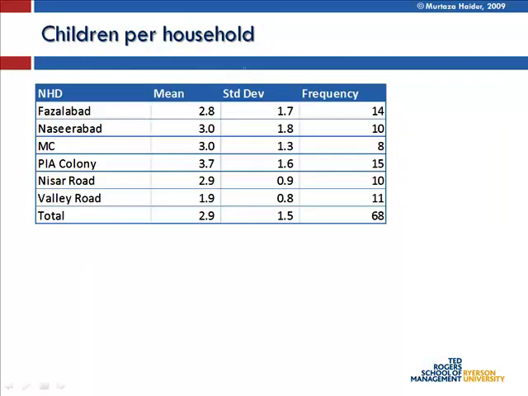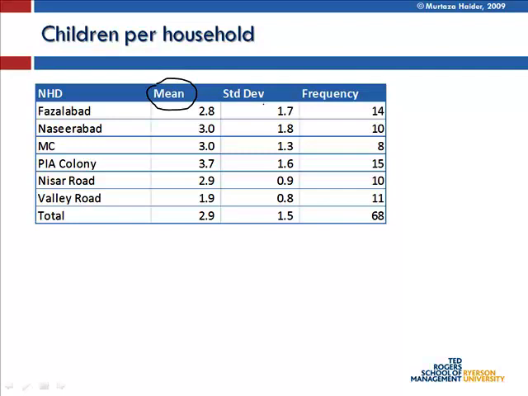So the next table presents the number of children per household, and here you see the word mean, and mean or average is a measure of central tendency. And you notice that in the low-income neighborhood of Fazlabad, the average number of children per household is 2.8, right? And in the high-income neighborhood of Valley Road, the average number of children is 1.9. So you could see that this high-income neighborhood on average has almost one child less than the low-income neighborhood.